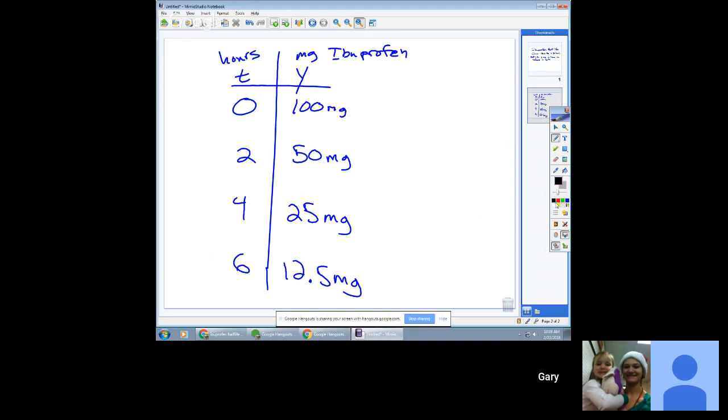I'm just going to squeeze it in on the side here. I've got to be able to see 0, 2, 4, and 6, and the other way, I've got to get all the way up to 100. So I'll just put 100 here at the top. This is my ibuprofen, and this is my hours over there. That's 100 right there, right in the middle. It's going to be 50. Halfway from 50 to 0 is my 25. And halfway from 25 to 0 is my 12.5, roughly about there.